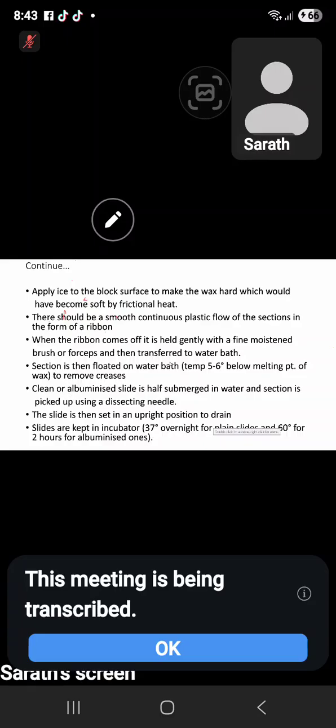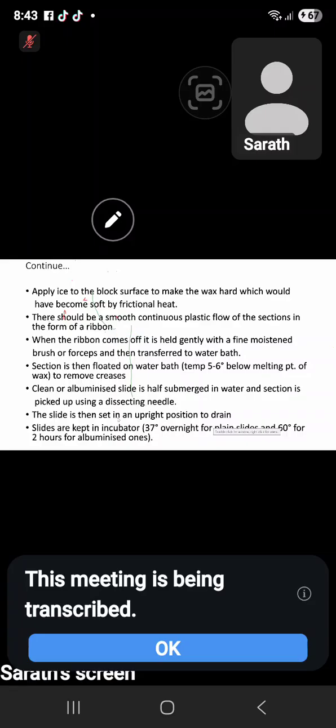The section is then floated on the water bath. The temperature is 5 to 6 degrees below the melting point of wax. If the melting point of wax is 55, the water bath temperature is 50. Like that, at least 5 degrees lower than the melting point of wax, to remove the creases and foldings. A clean or albuminous slide is half submerged in water and the section is picked up using a dissecting needle.